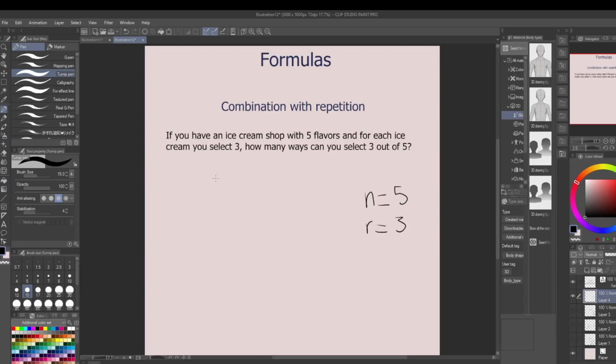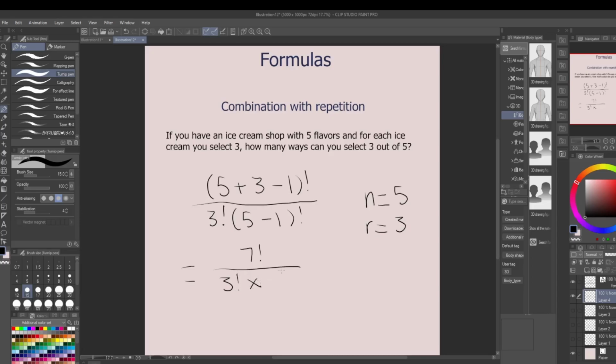So we can do 5 plus 3 minus 1 factorial over 3 factorial times 5 minus 1 factorial, which then we can narrow down to 7 factorial over 3 factorial times 4 factorial, which gives us 35 possible combinations for this question.